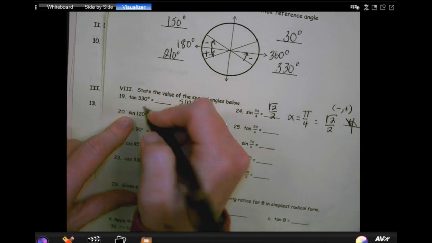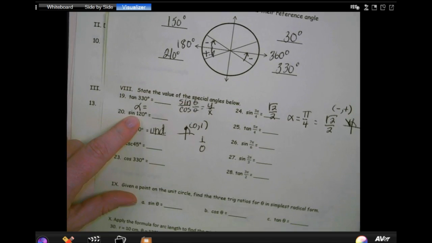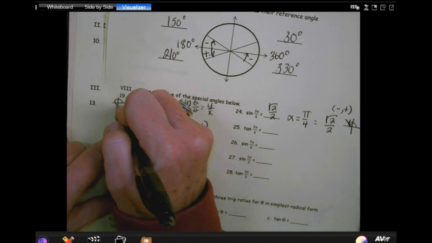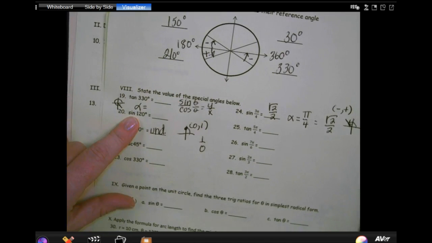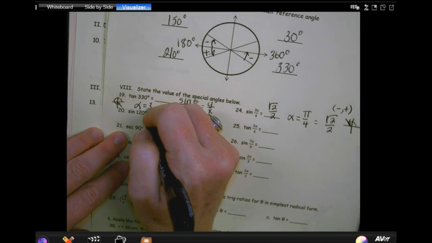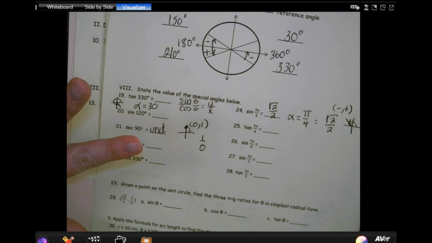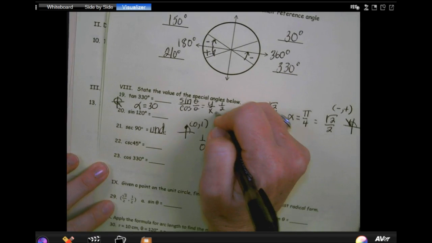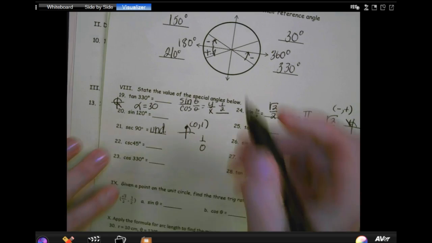What's my reference angle? 30, right? So if you drew this, 330 is right here. So the reference angle is back to the x-axis. So it's this little part right here. So if this is 330, it's 30 degrees back to the reference angle. So my reference angle is 30. So at 30, what is the y value? On the bottom is 1 finger, so it's a half. And the x value is the square root of 3 over 2.